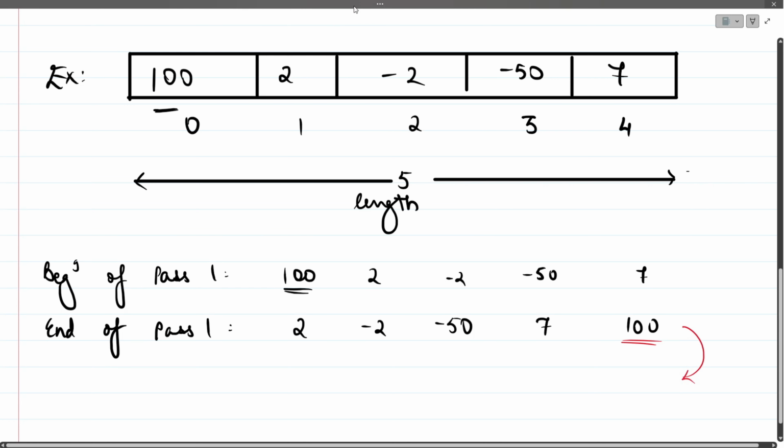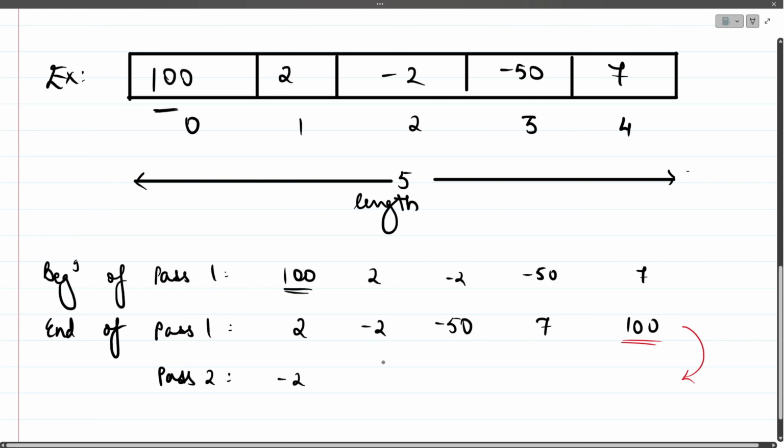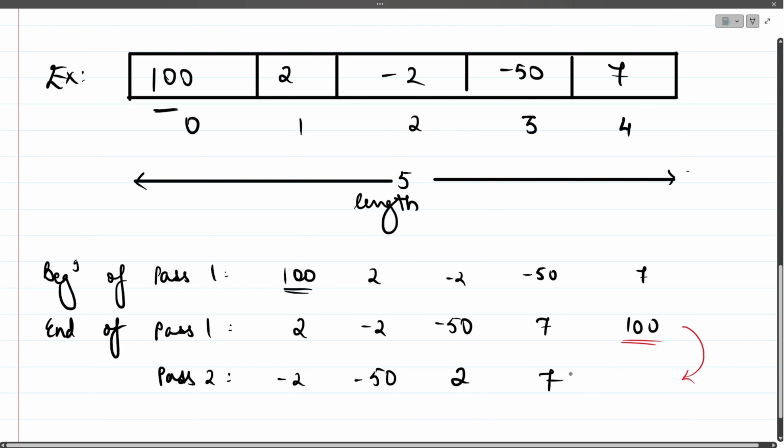The end of pass 2 resembles something like this. 2 and -2 are compared. Since 2 is greater than -2, it will be shifted. -2 comes over here. 2 is greater than -50, so -50 comes over here. 2 is less than 7, so 2 stays over here. 7 is already sorted.